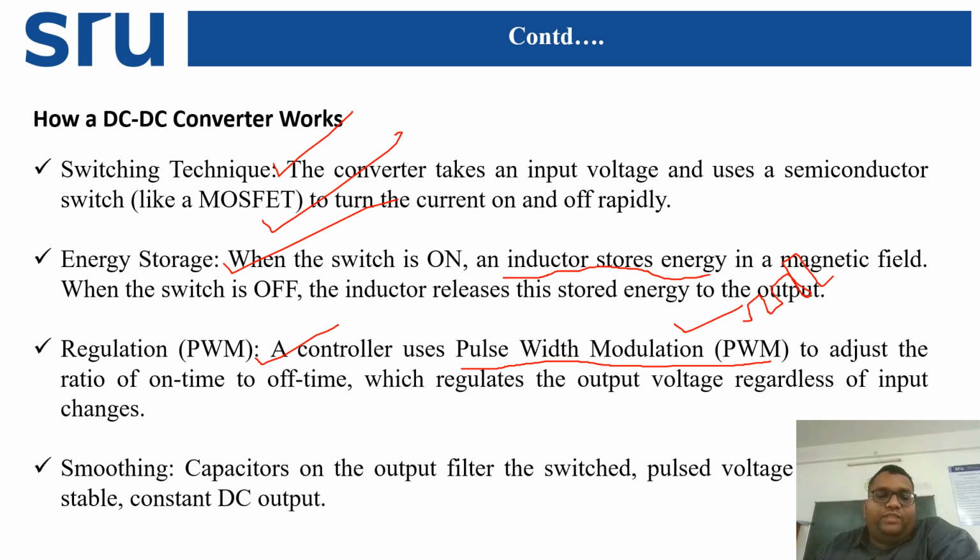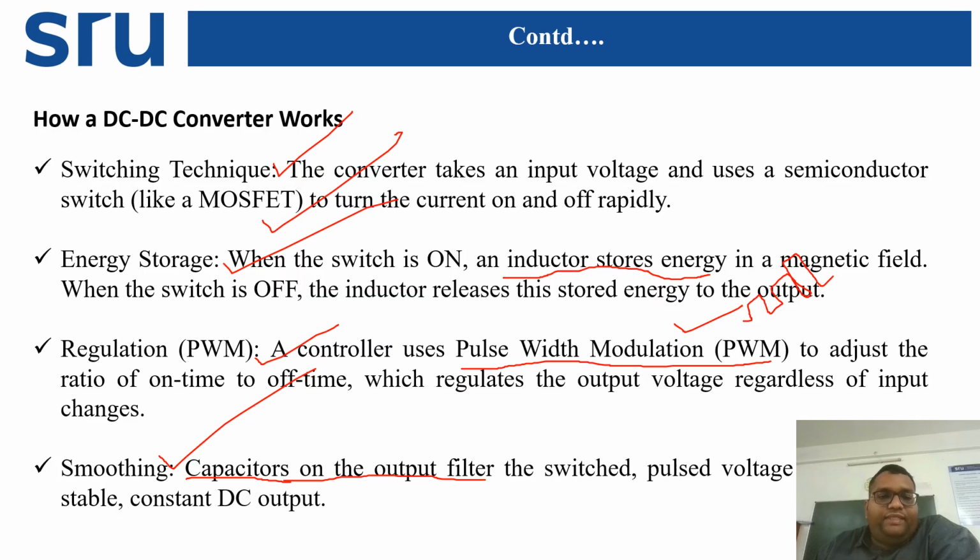Now, the output side capacitor we use is for smoothing the output current or output voltage of the supply. We are going to smooth it without any ripple. That is, the output capacitor will be a smoothing device. And these are the basic fundamental components available in the DC to DC converter.